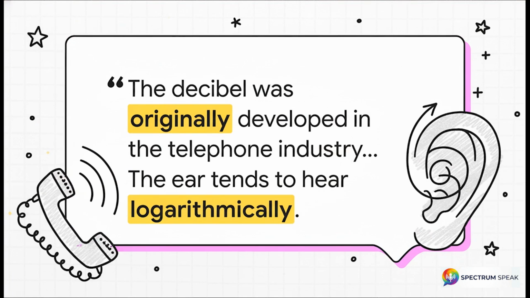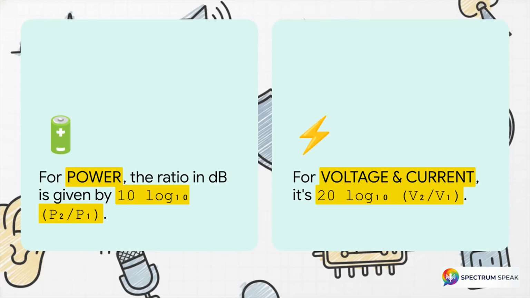And here's a fun little tidbit. The decibel wasn't even invented for EMC. It actually came from the old telephone industry. And it makes sense, because our ears perceive sound logarithmically, not linearly. So this whole system was a perfect fit for describing audio and noise, way before we ever started applying it to RF signals.